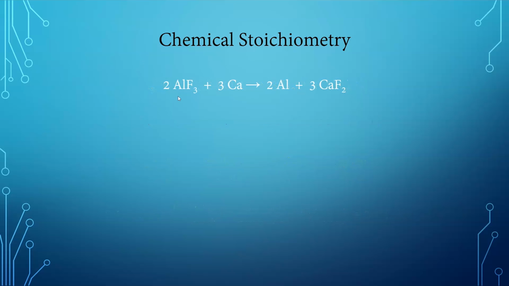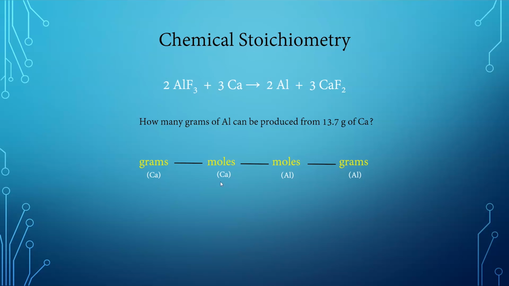Let's take a look at a different chemical reaction now, aluminum fluoride and calcium in a single displacement reaction. So we have 13.7 grams of calcium, and we would like to know how many grams of aluminum we can make. Our unit plan, of course, will be, as always, grams to moles to moles to grams. And since the calcium is the known quantity, that's what we'll start with.